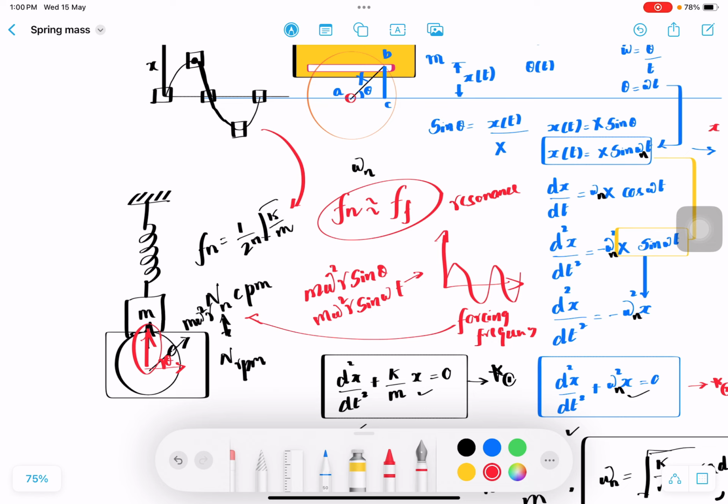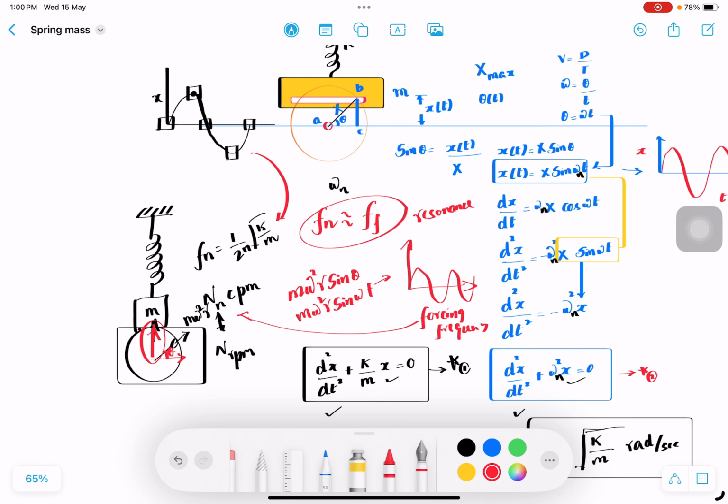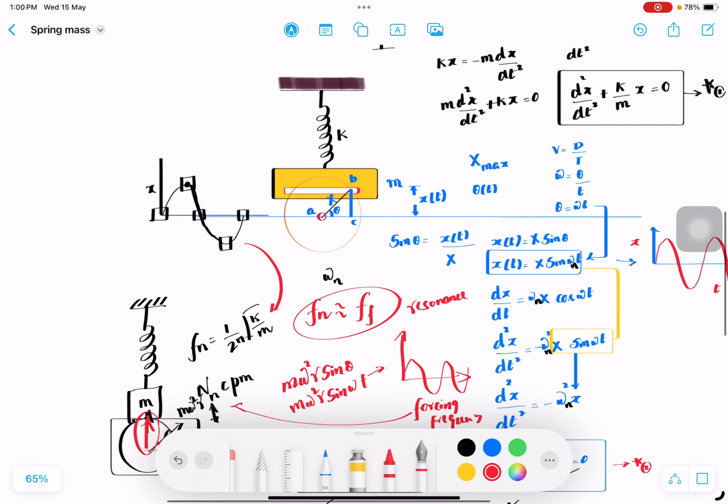Okay. So for now, we have derived the expression for natural frequency of a simple spring mass system, which is 1 by 2 pi root of k by m. And we have also discussed the concept of resonance.